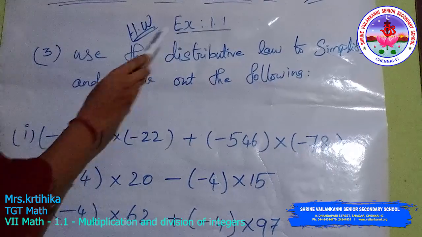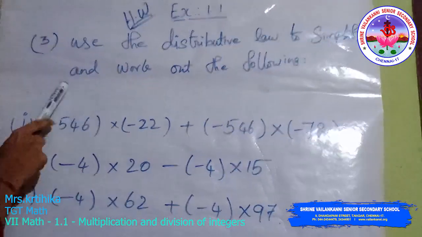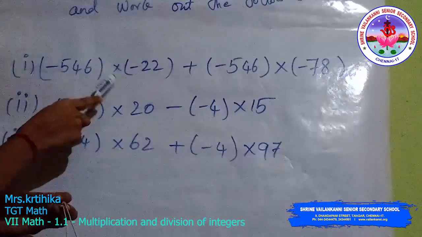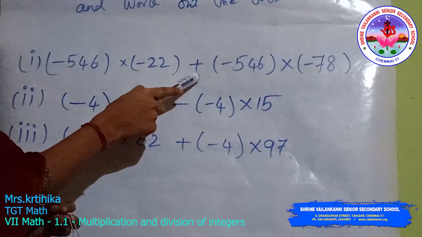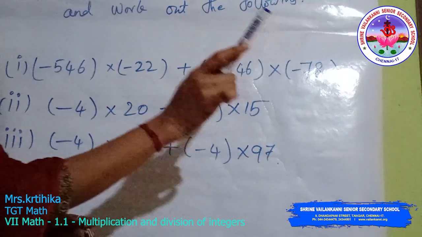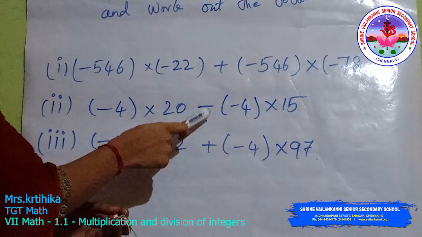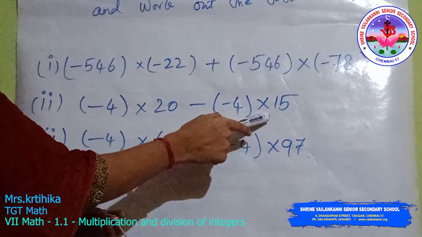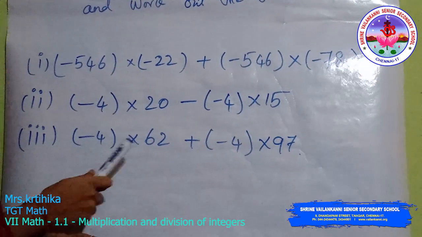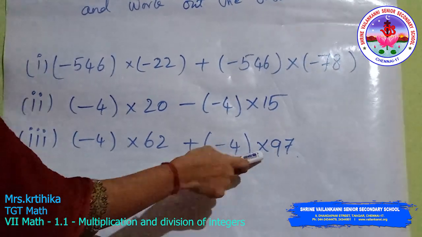Exercise 1.1, homework sum. Third question, use the distributive law to simplify and work out the following. First question, minus 546 into minus 22 plus of minus 546 into minus 78. Second question, minus 4 into 20 minus of minus 4 into 15. Third question, minus 4 into 62 plus of minus 4 into 97.